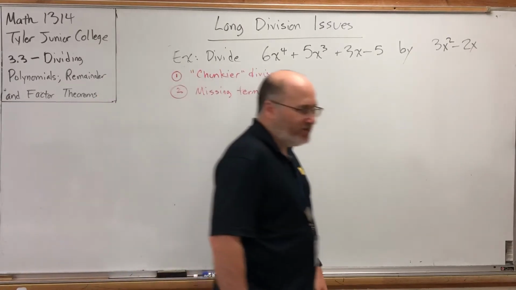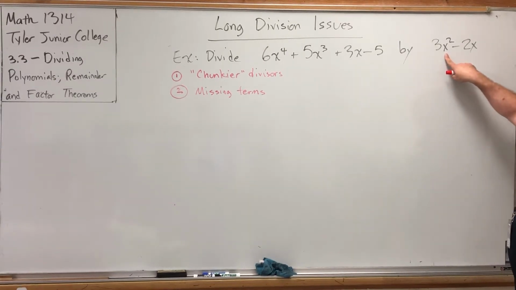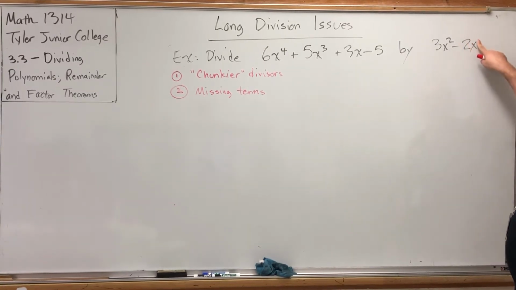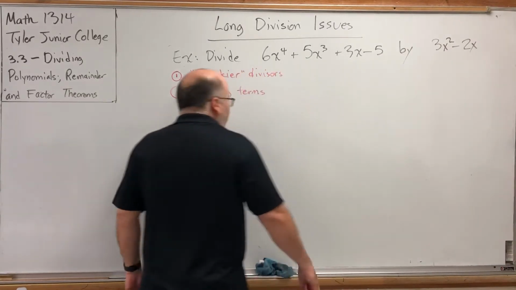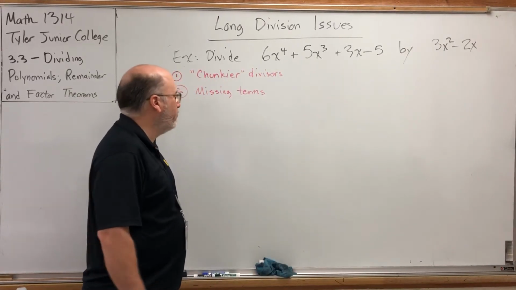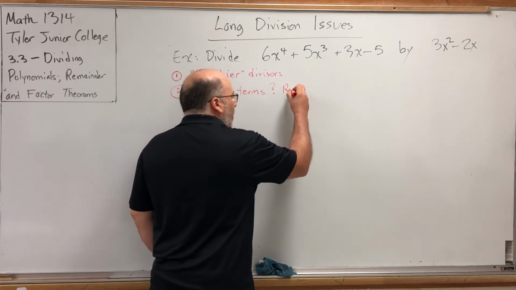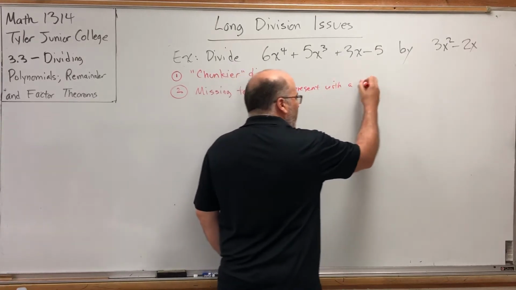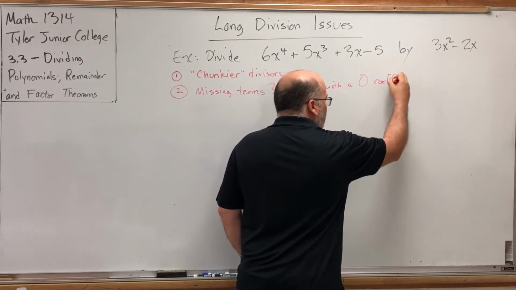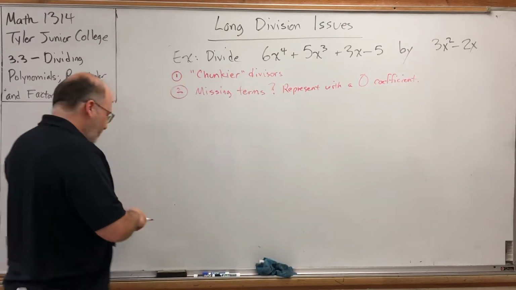Even the dividend is missing something. It's a second degree polynomial, so its highest power is 2. We expect the next power to be 1, and then we expect a constant term. This has no constant term like a minus 5. If you are doing a polynomial division problem and there are missing terms, you represent them with a 0 coefficient. So you literally state that there are no x squareds, and it would look something like this.